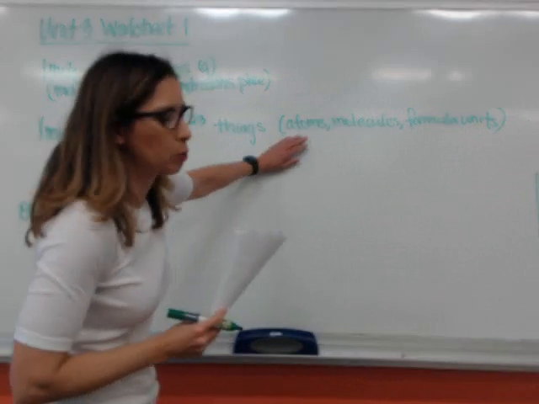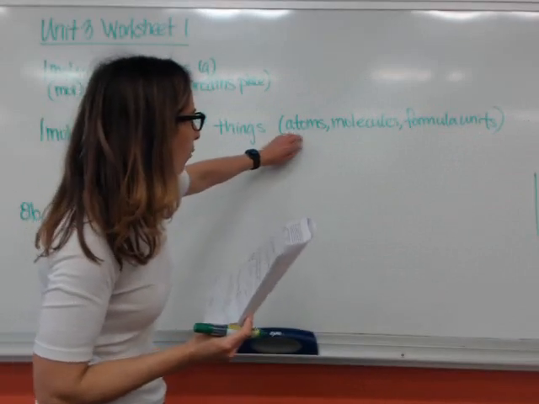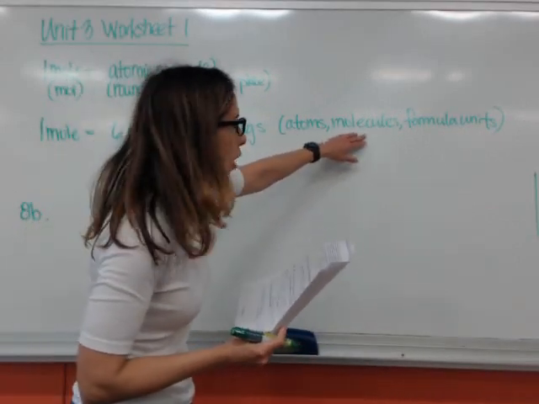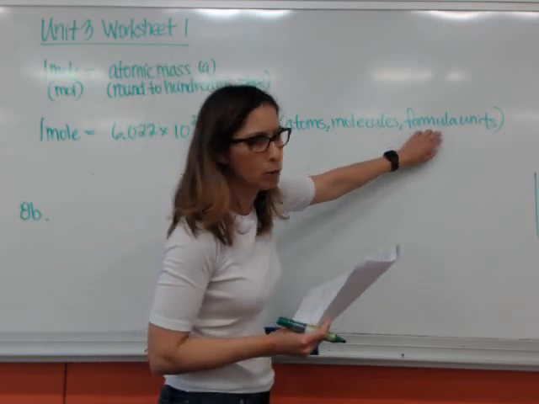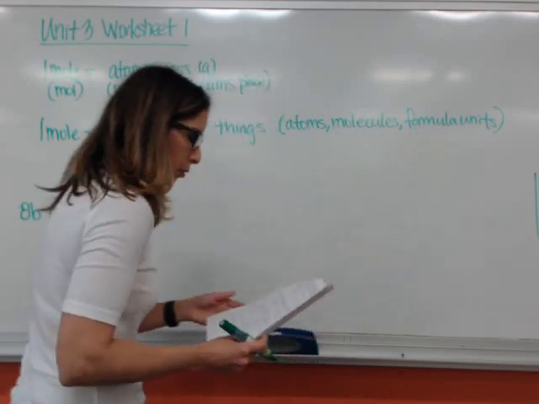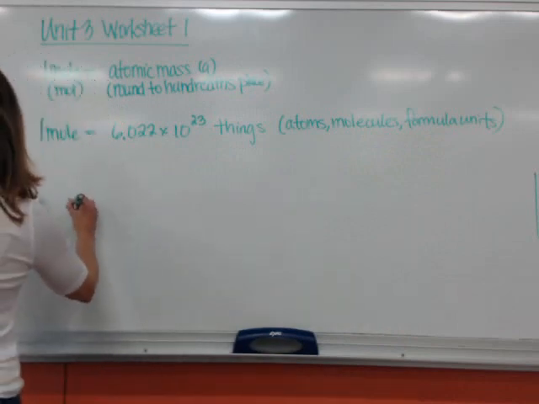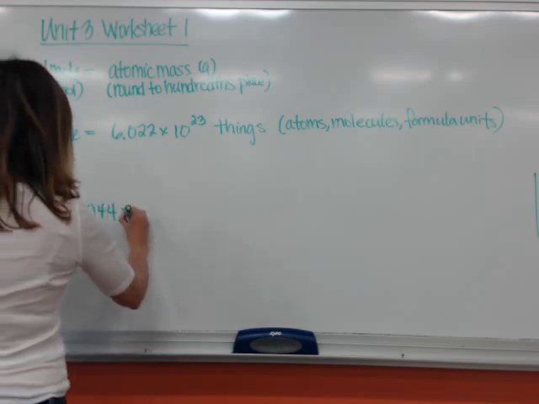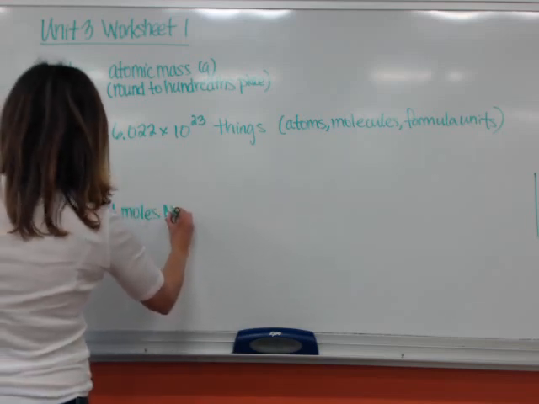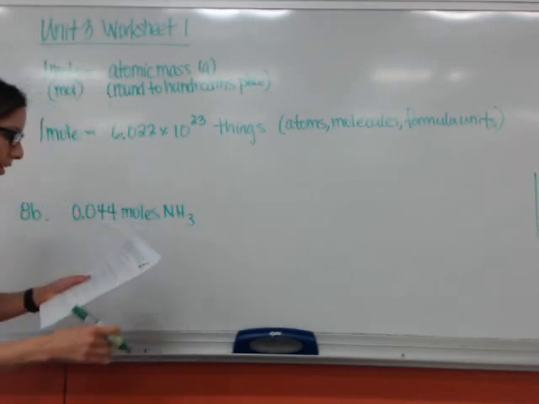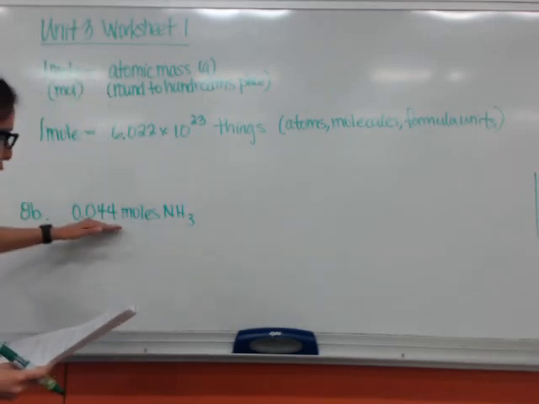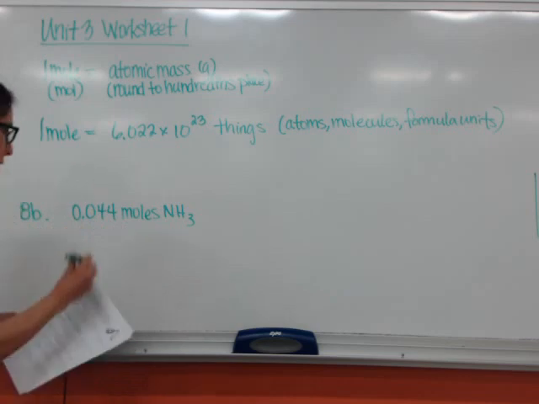So we use atoms when we have a single type of element. Molecules are molecular compounds. They're made of nonmetals. Formula units we typically use with ionic compounds when there's cations and anions. For 8b, you have 0.044 moles of ammonia from 8a. So when you do 8a, if you get this answer, that's how you know you did it right.